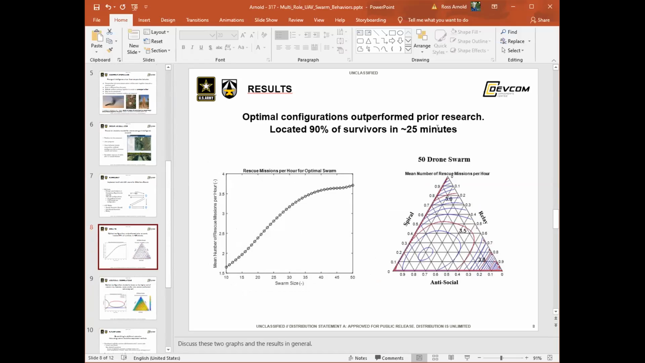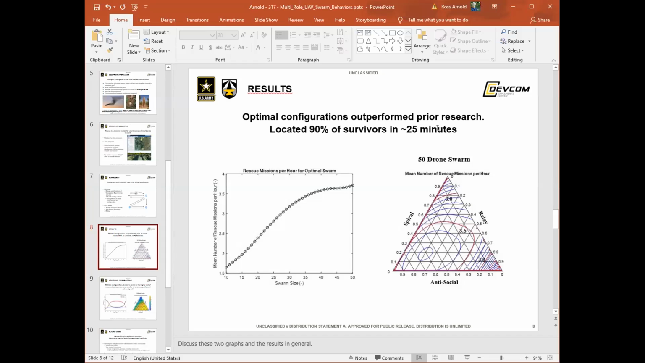And as you might imagine, the more drones in the swarm, the more rescue missions per hour. But there is a point at which the swarm doesn't necessarily have to be 50 assets in order to achieve a good result. We can use maybe 35 or 40, and we still get a very good result. We even had some results with lower swarm sizes, like 25, which were almost as good as the larger swarms. So that was very interesting to see.